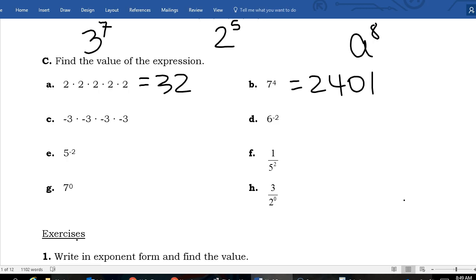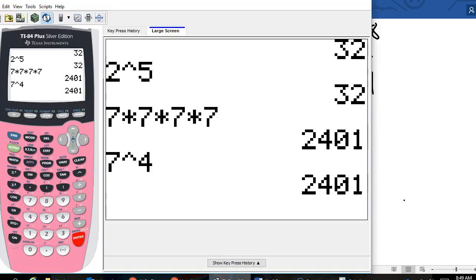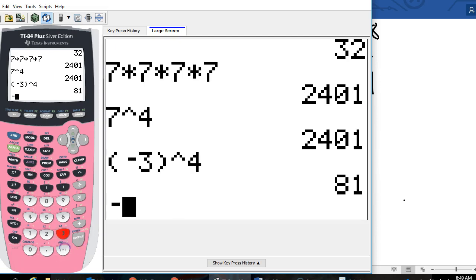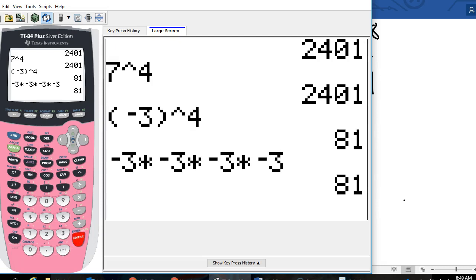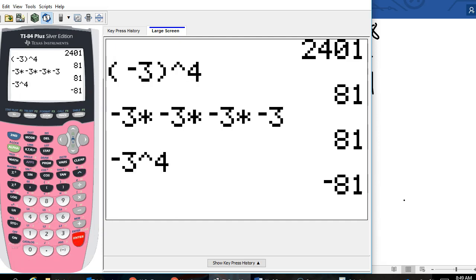Okay, negative 3 times negative 3 times negative 3 times negative 3. Instead of actually typing that out, I'm going to go negative 3 to the power of 4. If I had typed it out, negative 3 times negative 3 times negative 3 times negative 3 should give me the same answer. And I want to point out that I used parentheses on my negative before I raised it to the power of 4. And I did that because this specific calculator will give me the wrong answer if I just go negative 3 to the power of 4. Because it's actually doing 3 to the power of 4 and giving that answer as a negative. But I do want a positive number for this answer.